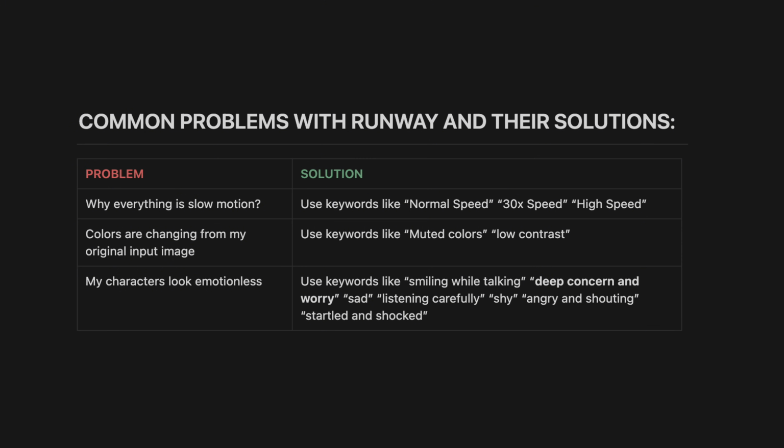Problem number one, why is everything slow motion? And frankly, this is really the case. I strongly feel we need some kind of setting when it comes to speed control. But for now, until we have this setting, you can use keywords like normal speed or 30x speed or high speed in order to accelerate your footage. It's not always accurate, so you may need to accelerate it in the post-production, but potentially it can be a good solution.